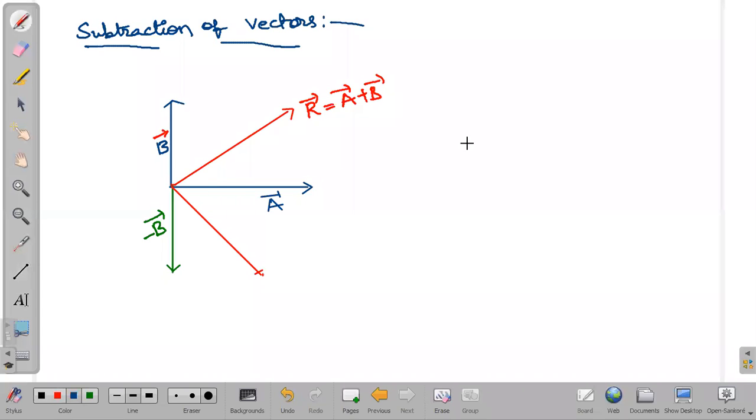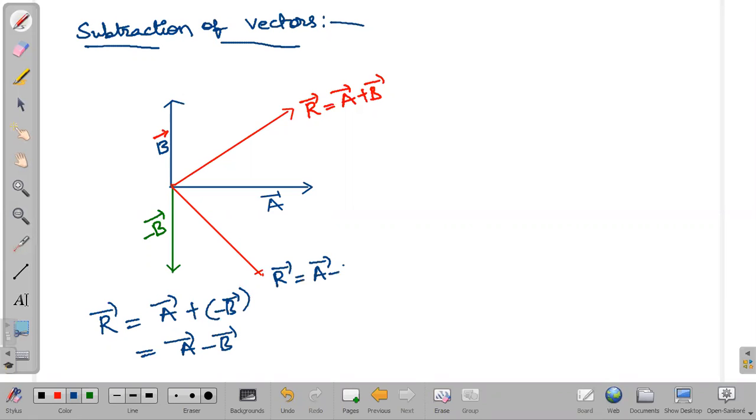That's all. Generally R bar is equal to A bar plus B bar, as we have written. So here, when we add these two vectors, R bar is equal to A bar plus the vector minus B bar. When we add them, we get A bar minus B bar. So this resultant R bar is equal to A bar minus B bar. Right? So this is how we add a negative vector.